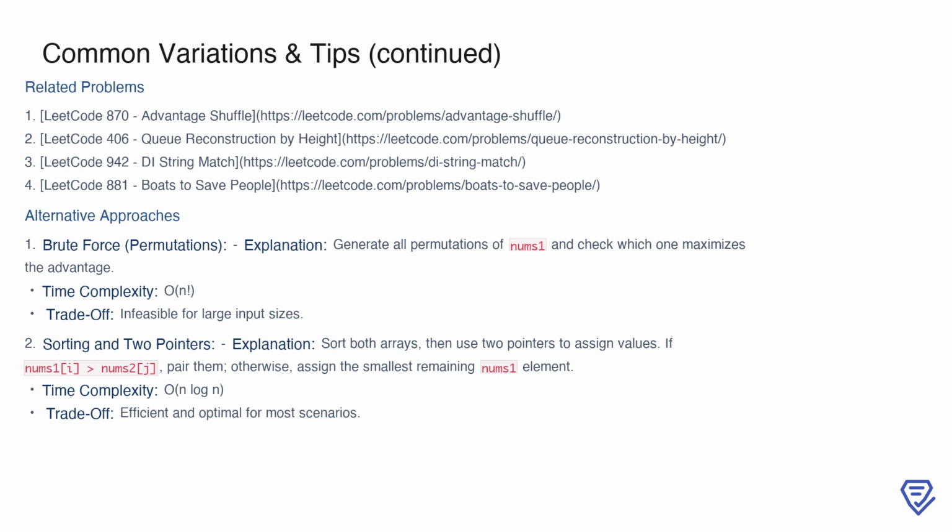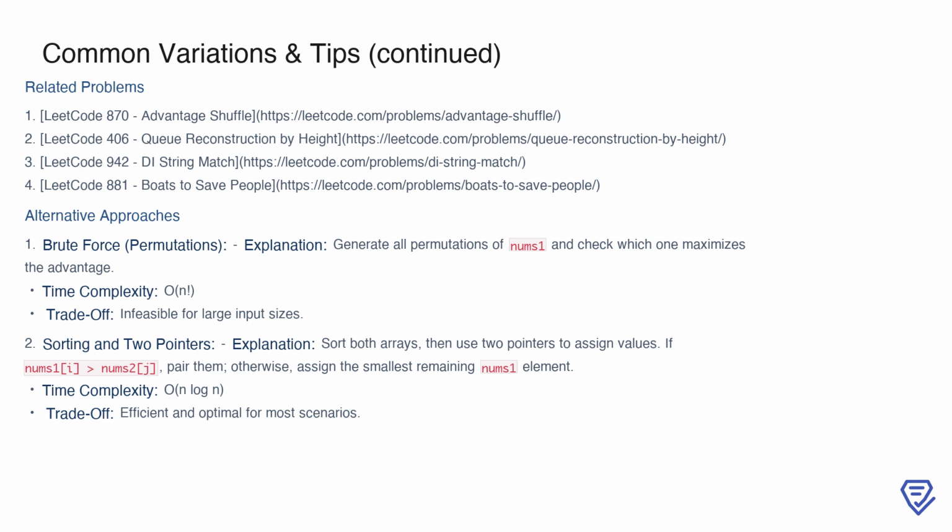Now, let's consider alternative approaches to solving the advantage shuffle problem. The brute force method involves generating all permutations of nums1 and evaluating each to find the one that maximizes the advantage. While conceptually simple, this approach is computationally expensive with a time complexity of O(n!). For larger arrays, it becomes infeasible.